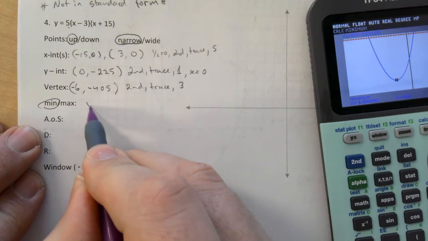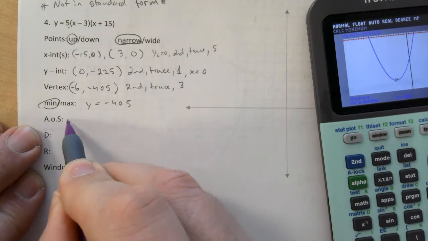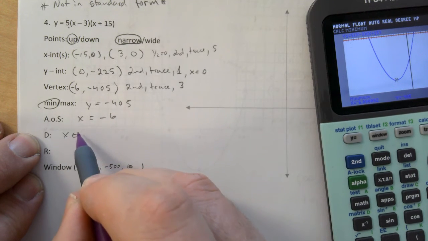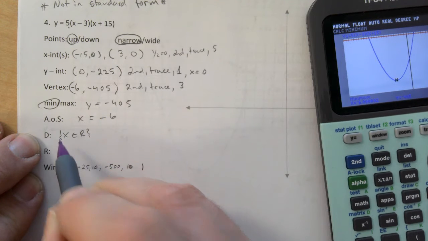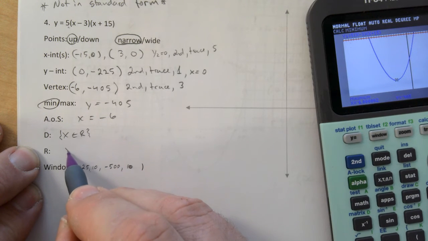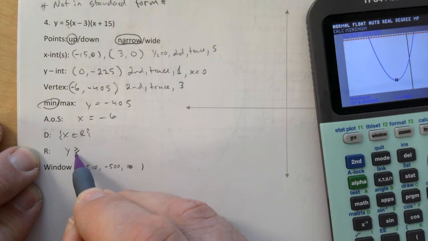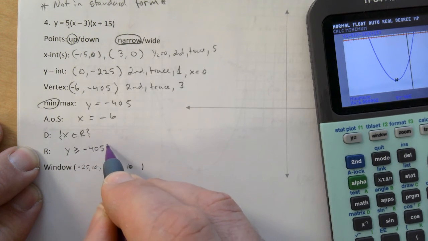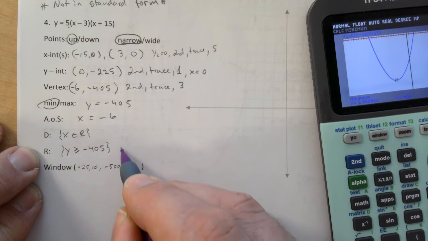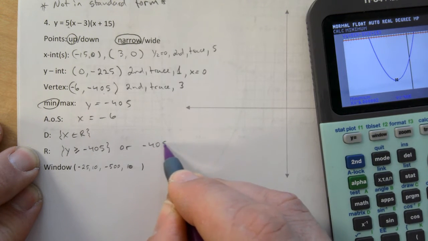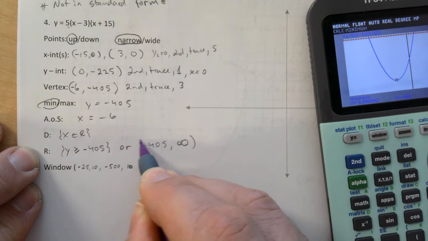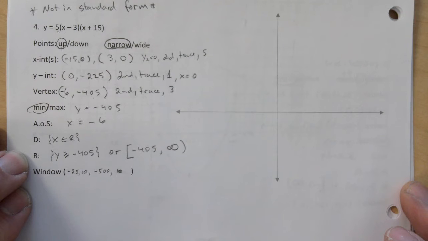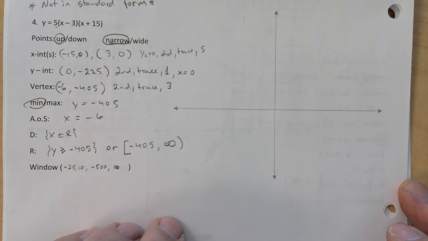The minimum is y is equal to negative 405. The axis of symmetry is just negative 6. Domain is all real numbers. Range would be y is greater than or equal to negative 405. Or negative 405 to positive infinity. So it gets you to practice everything. Okay.